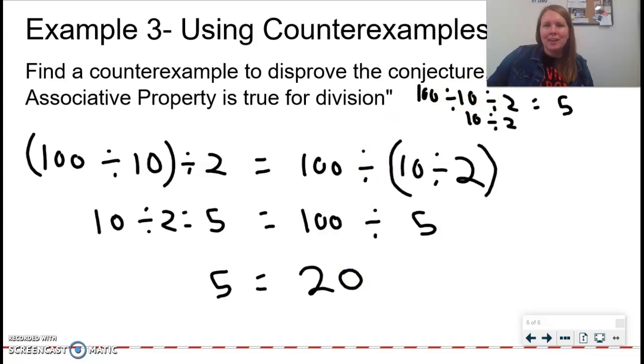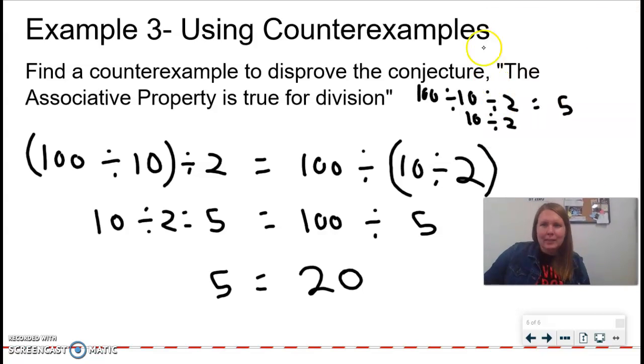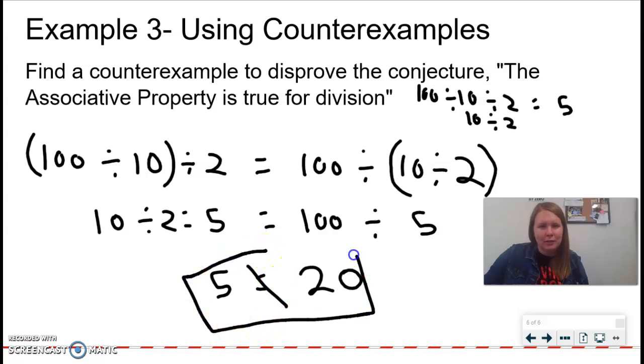So as you can see, we have given a counterexample. The conjecture was that the associative property is true for division, and we just proved that it is not. Because does 5 equal 20? No, 5 does not equal 20. So here is my math and here's my proof.